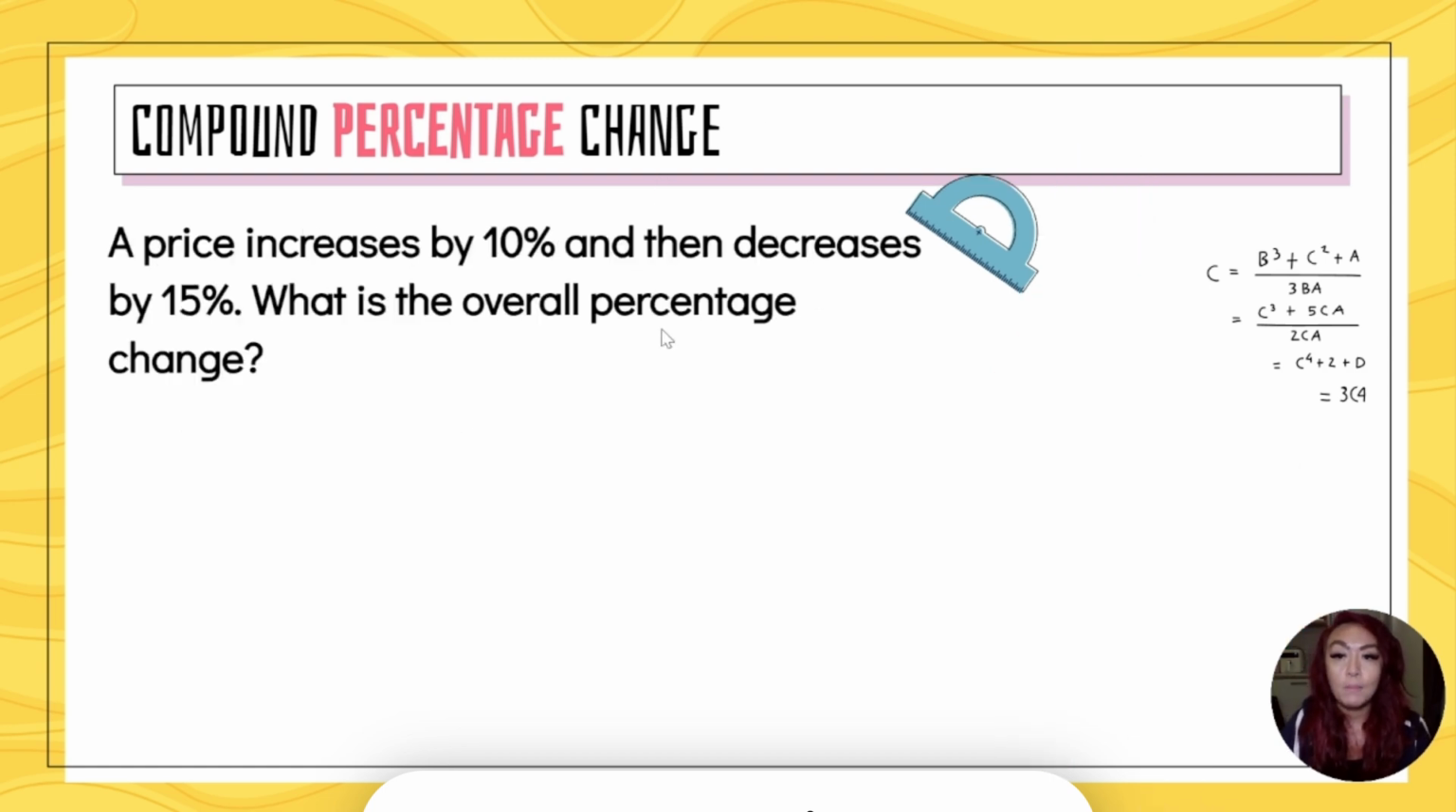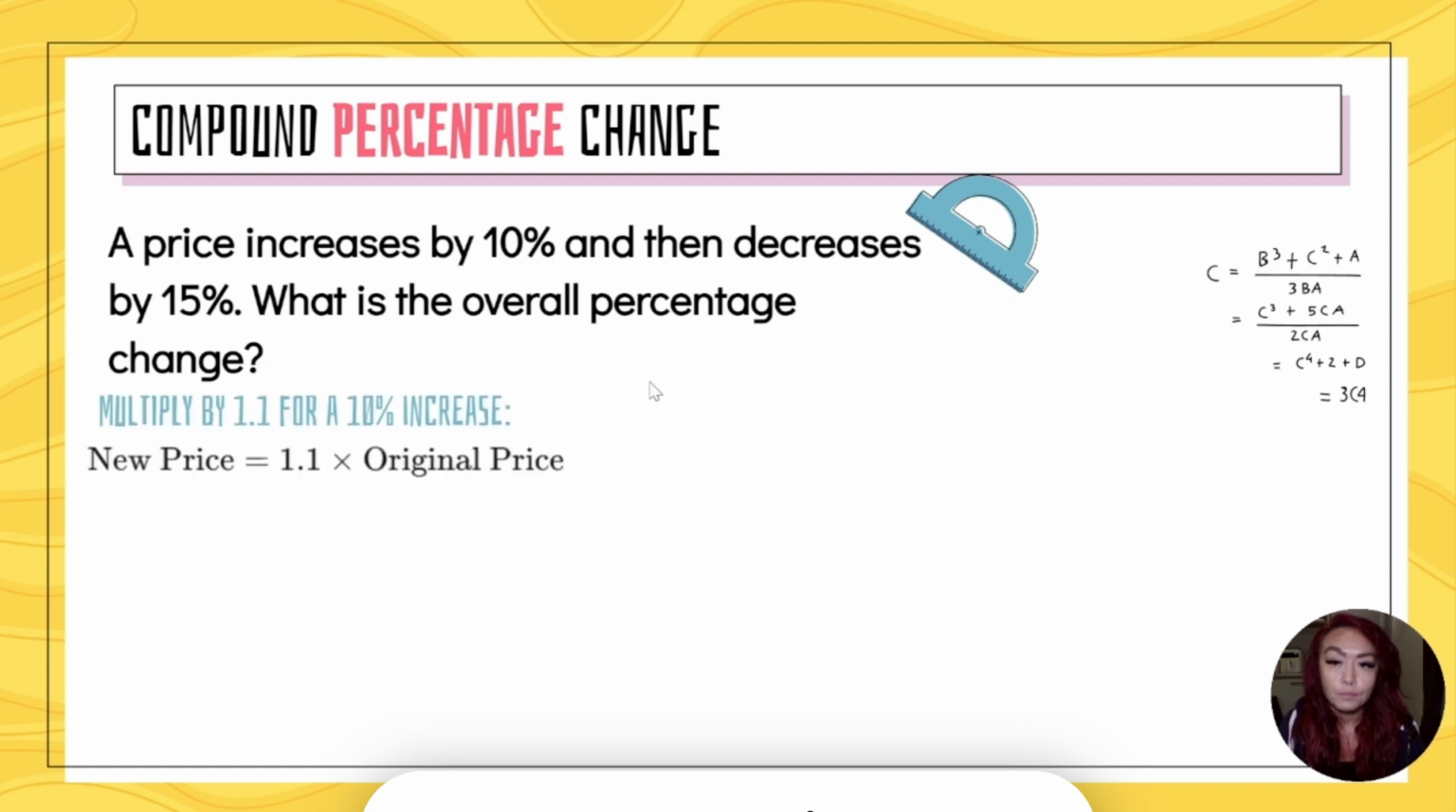Let's look at an example. A price increases by 10% and then decreases by 15%. What is the overall percentage change? First, we multiply by 1.1 for a 10% increase, so we'll do 1.1 times the original price. We get 1.1 by using that multiplier, 1 plus X over 100. So 1 plus 10 over 100 is 1.1.